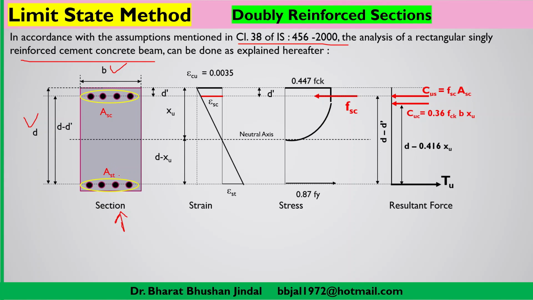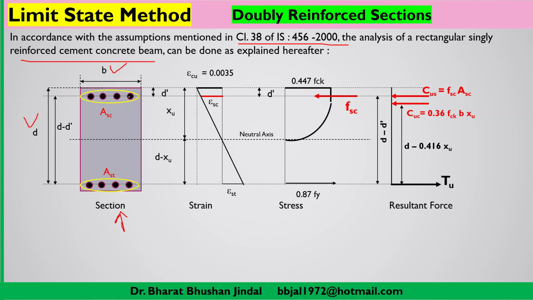So whatever steel you are providing here will be covered under area AST, that means area of steel in tension zone. And again we are providing some reinforcement, which later on you will be able to understand more effectively when we will be directly designing singly reinforced as well as doubly reinforced sections. So let us first understand the analysis of the singly reinforced and doubly reinforced.